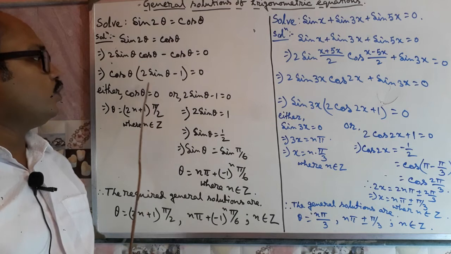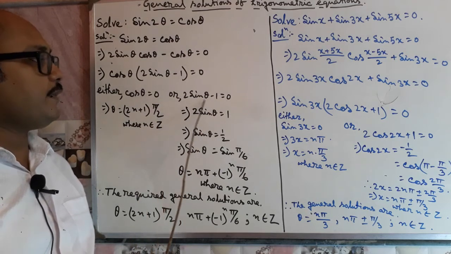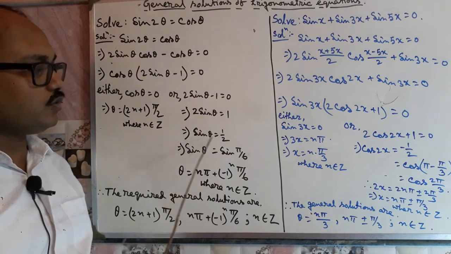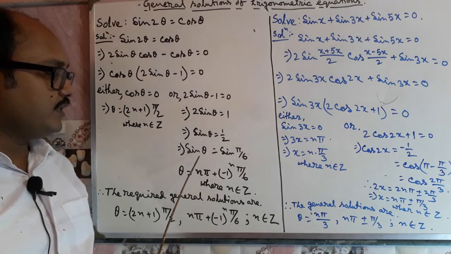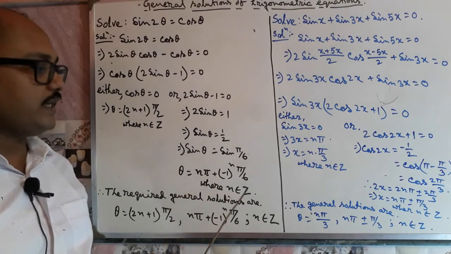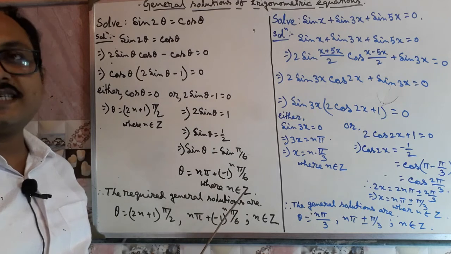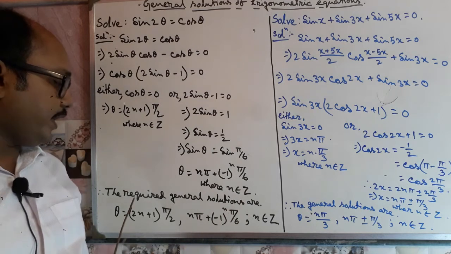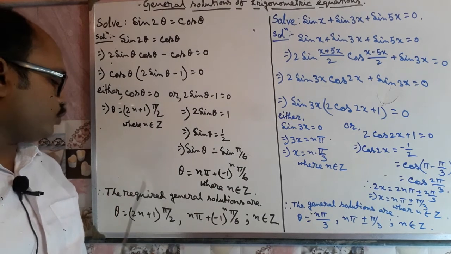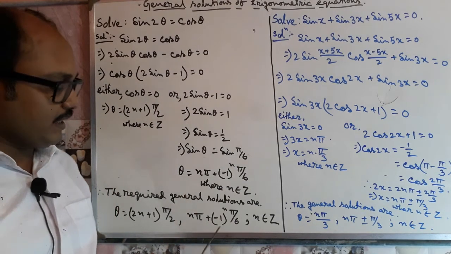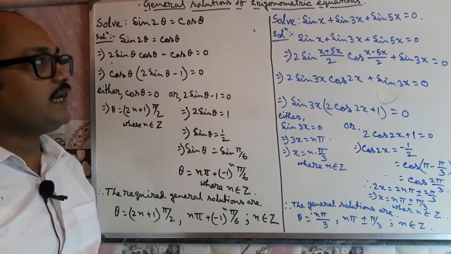And if 2 sin theta minus 1 equal to 0, that is sin theta equal to 1 by 2, that is sin pi by 6, then theta will be n pi plus minus 1 whole to the power n into pi by 6, where n belongs to Z, that is n is any integer. So the required general solutions are (2n plus 1) into pi by 2 or n pi plus minus 1 whole to the power n into pi by 6, where n is any integer.